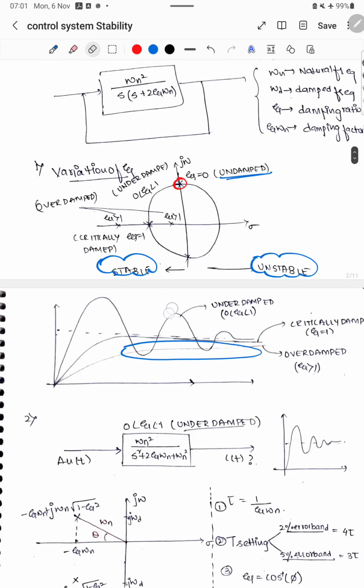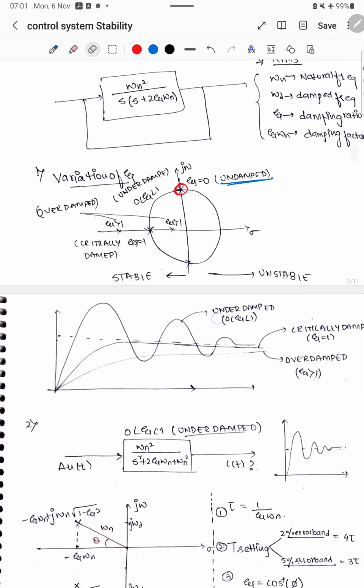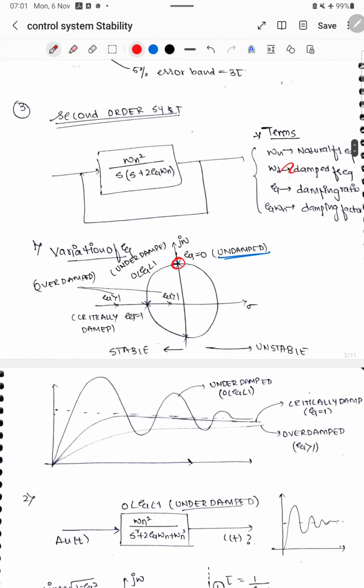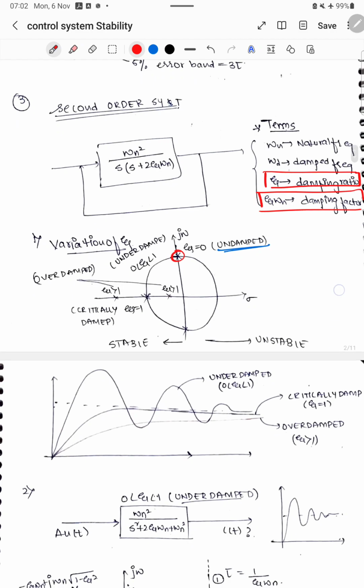Now before moving ahead, let's quickly look into some of the important terms. What is omega n? Omega n is the natural frequency of oscillation, omega d is the damped frequency, zeta is the damping ratio, and zeta omega n is nothing but the damping factor.